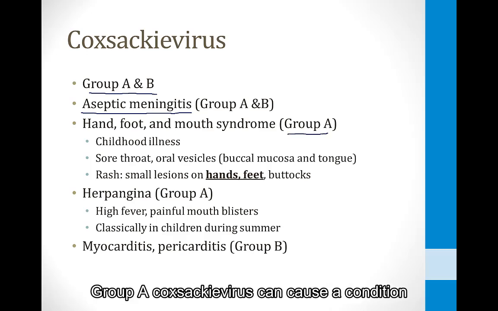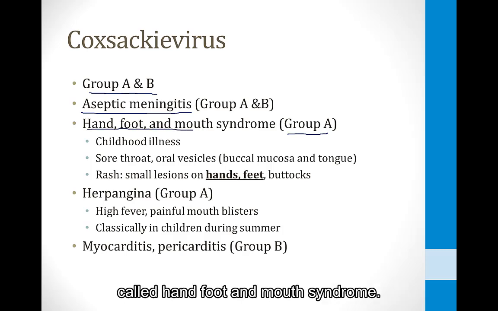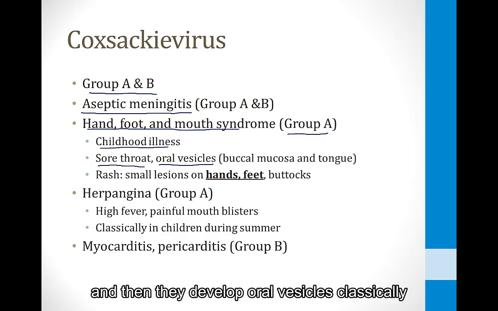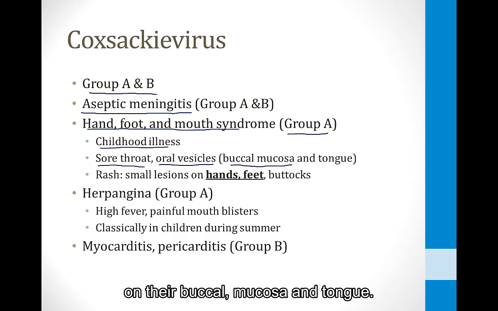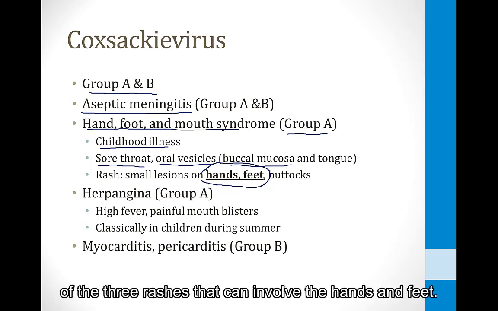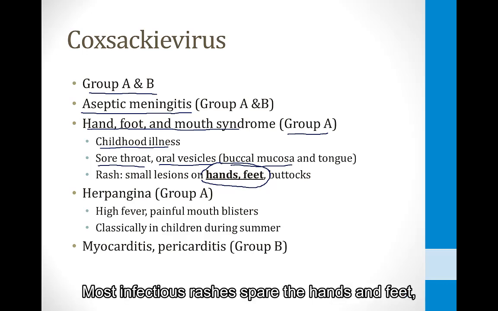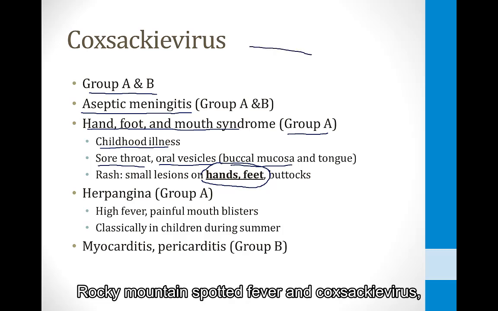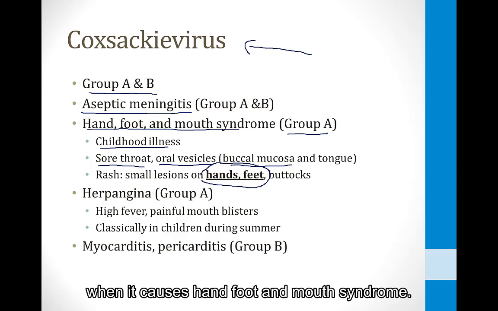Group A Coxsackie virus can cause a condition called hand, foot, and mouth syndrome. This is a condition that occurs in children. They usually start with a sore throat and then they develop oral vesicles, classically on their buccal mucosa and tongue. It's followed by a rash of small lesions on the hands, feet, and buttocks, and you'll notice I underlined the words hands and feet. And that's to remind you that this is one of the three rashes that can involve the hands and feet. Most infectious rashes spare the hands and feet, but three that don't are syphilis, Rocky Mountain spotted fever, and Coxsackie virus when it causes hand, foot, and mouth syndrome.